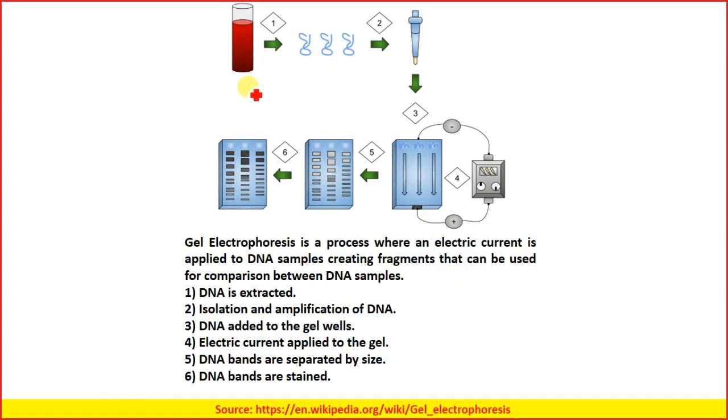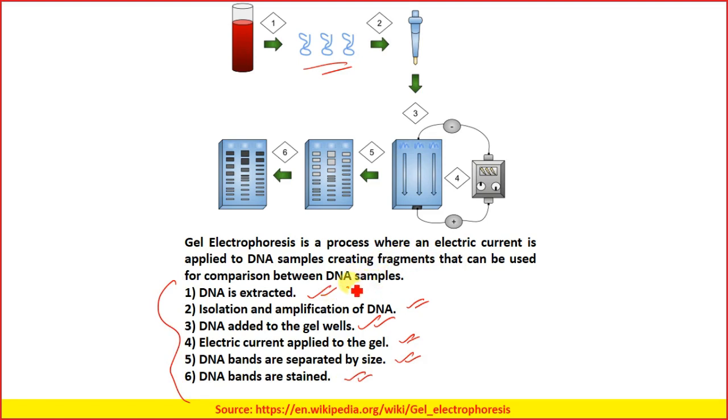So gel electrophoresis, what are the steps? The first one is DNA is extracted, isolation and amplification of the DNA is done. Then DNA is added to the gel wells. Electric current is applied, DNA bands are separated by size, and DNA bands are then stained for visualization. So this is for DNA gel electrophoresis.